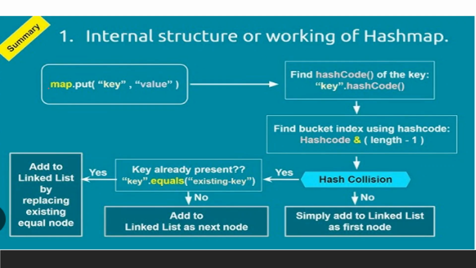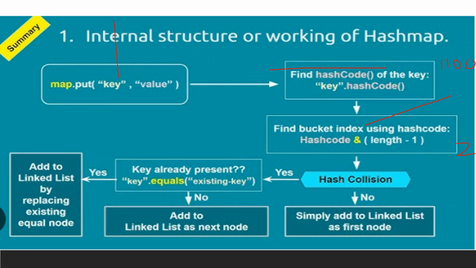When we try to add a key-value pair in the map, firstly it will find the hash code of the key using key.hashCode. It generates the hash code with the help of the key, because the key should be unique. With the hash code, we find the bucket index using the hash code and length minus one. This is the algorithm to find the index, so we will get the index, like index two.